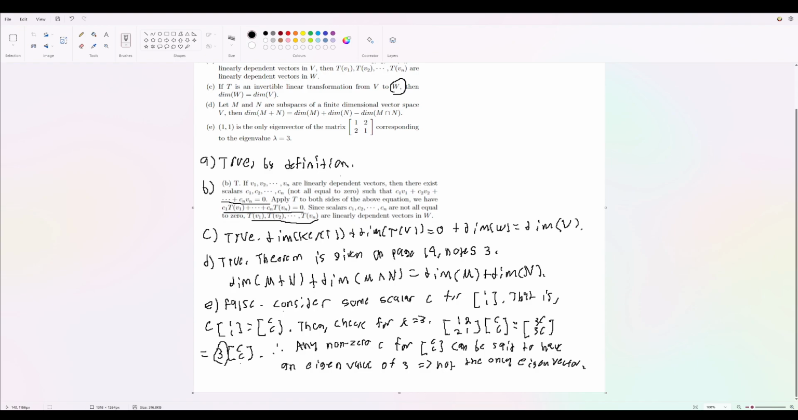So therefore, from this definition where we've defined c to be any non-zero scalar, any non-zero multiple of the eigenvector (1, 1) can be said to have an eigenvalue of 3 as well, because we can factor 3 out. So therefore, it's not the only eigenvector, right? So it's not unique, and that'll just make it false.